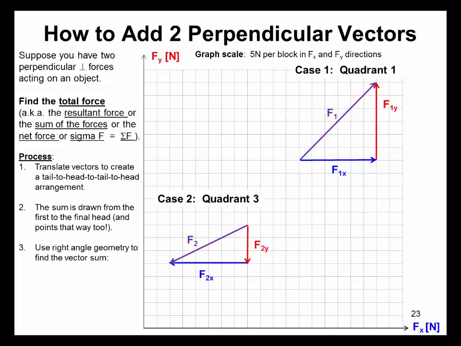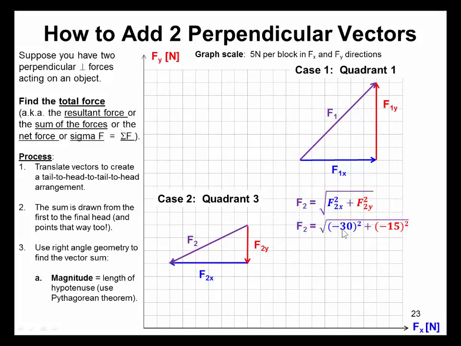Let's actually take a look at the magnitudes and the directions of these and figure out how big these new vectors, or sums, are. So to find the magnitude, all we're doing is taking our hypotenuse and finding the length of it using the Pythagorean theorem. All right, I'm going to start on case 2. For case 2, I will use the Pythagorean theorem. I'm going to take the square root of one leg squared plus the other leg squared. I'll substitute in my numbers here. I've got negative 30 units, negative meaning it's going to the left, 30 newtons long. And my y value is downward, so it's negative 15 units. Remember, there's 5 units per block is my graph scale that I chose for this graph.